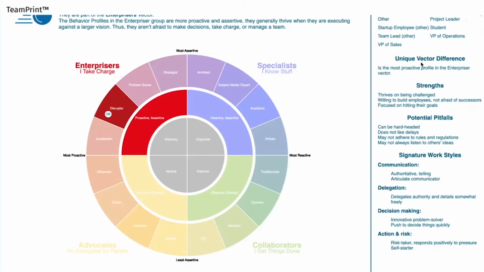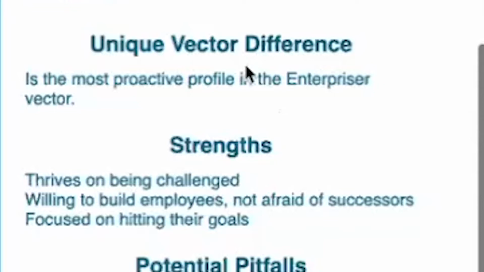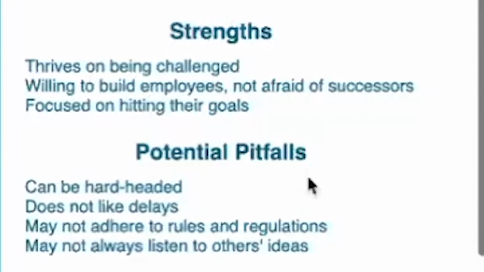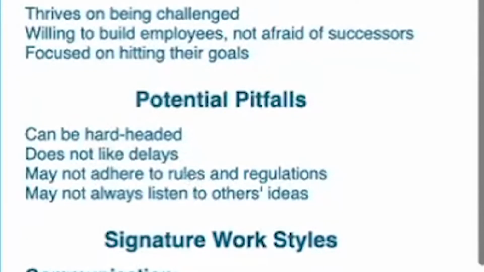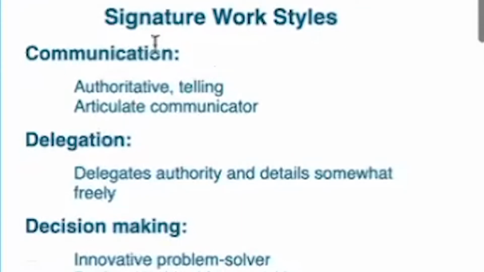On the right side, we have more details that can help inform what the profile says about a person. We have a unique vector difference. For the disruptor, amongst all enterprisers, they're considered to be the most proactive profile. You have your strengths, pitfalls, things to lean on and things to be aware of. Then we have your signature work styles: how you communicate, how you delegate, how you make decisions, your response to action and risk, and so on. Again, all of this will vary depending upon what profile you're in, and you'll see trend lines based upon the vector you're in.